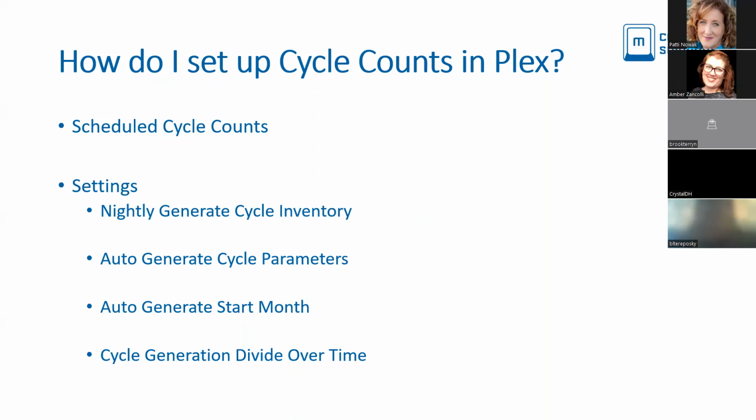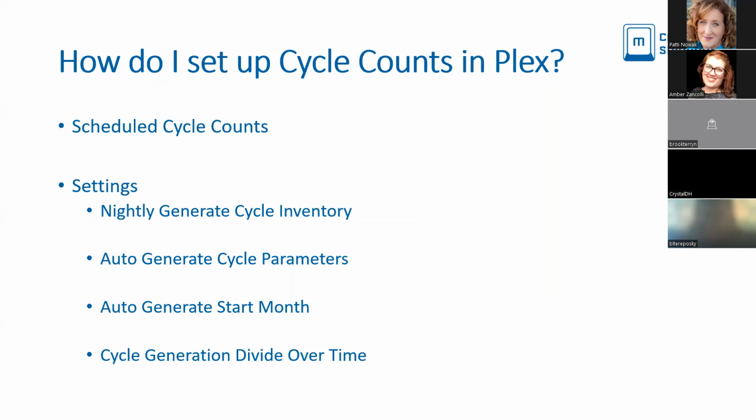There are some additional settings such as auto generate start month. That lets you specify the month to start your quarterly, semi-annually, and annually generated cycles. You can also define if you want those to begin on a calendar or fiscal cycle year. On the first day of the month, that cycle generation will run. The setting cycle generation divide over time can also be used to schedule on the selected frequencies throughout that period instead of having them scheduled where every cycle is due on the first of the month.